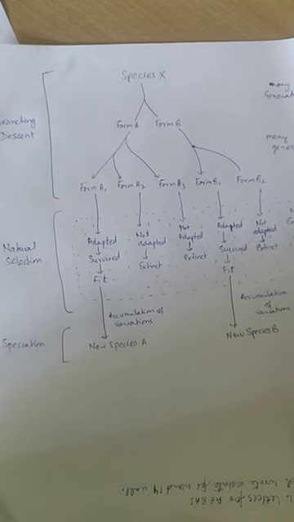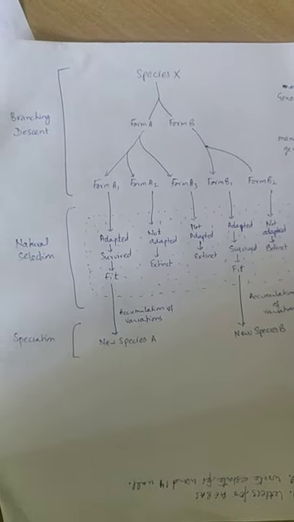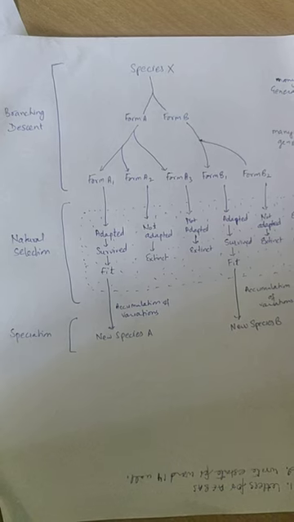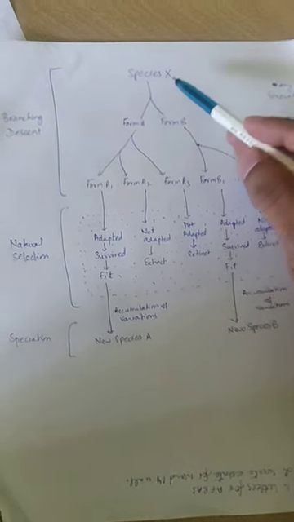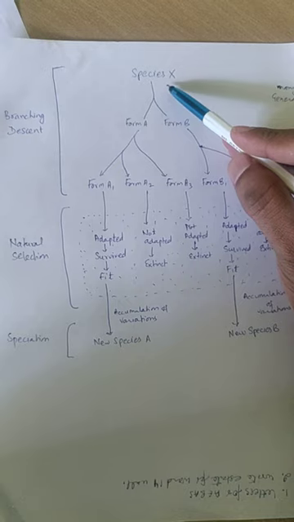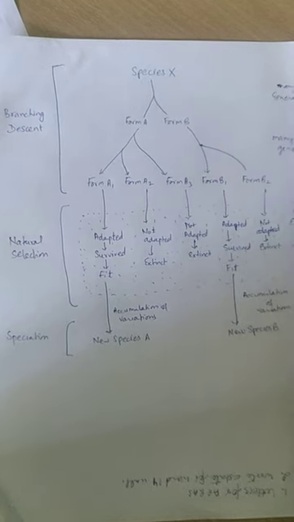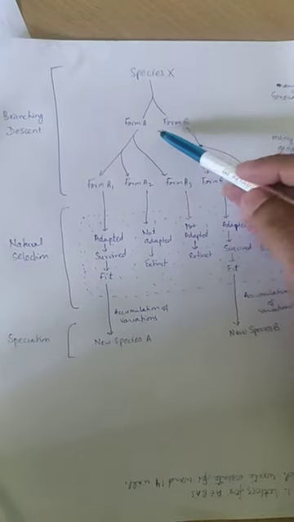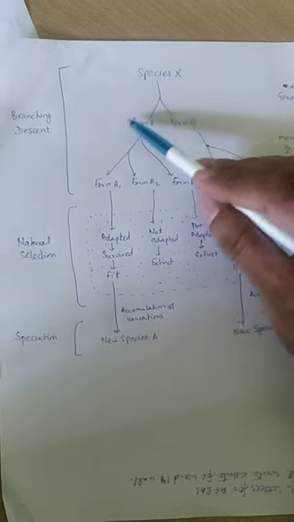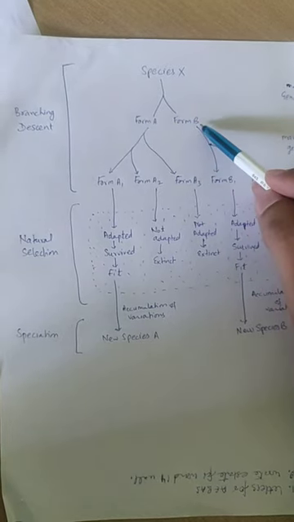This video is to understand the concept of branching descent and natural selection. Suppose there is one original species, that is species X. With many generations it will develop various forms, like in this example form A and form B.